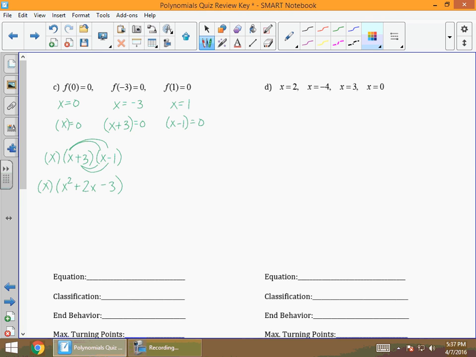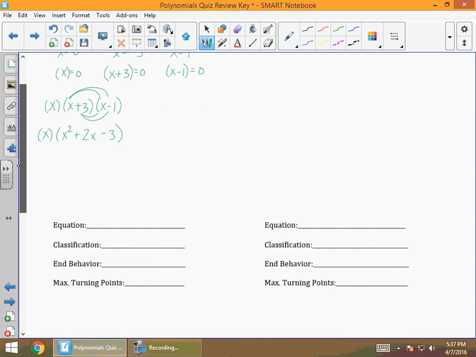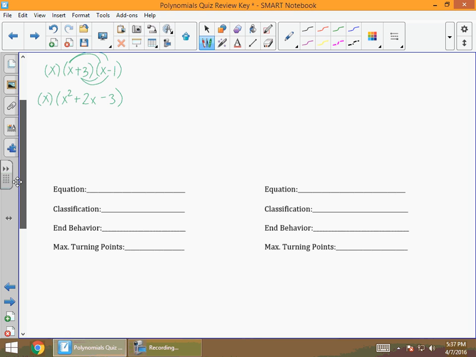And now when I factor my next x in, you'll notice that my equation shows up. X times x squared is x cubed. X times 2x is 2x squared. And x times negative 3 is negative 3x.